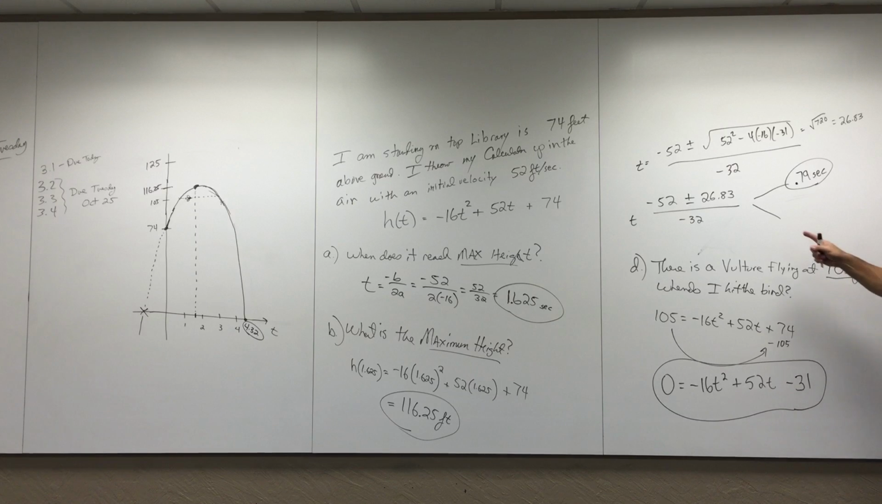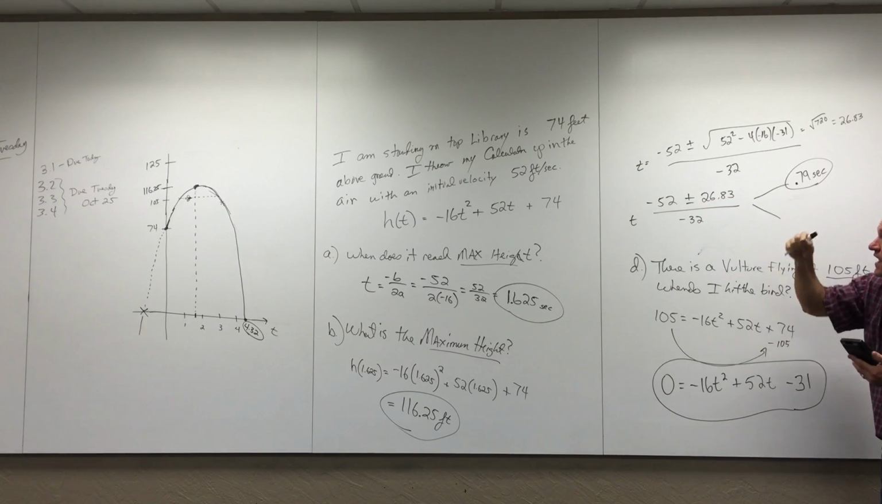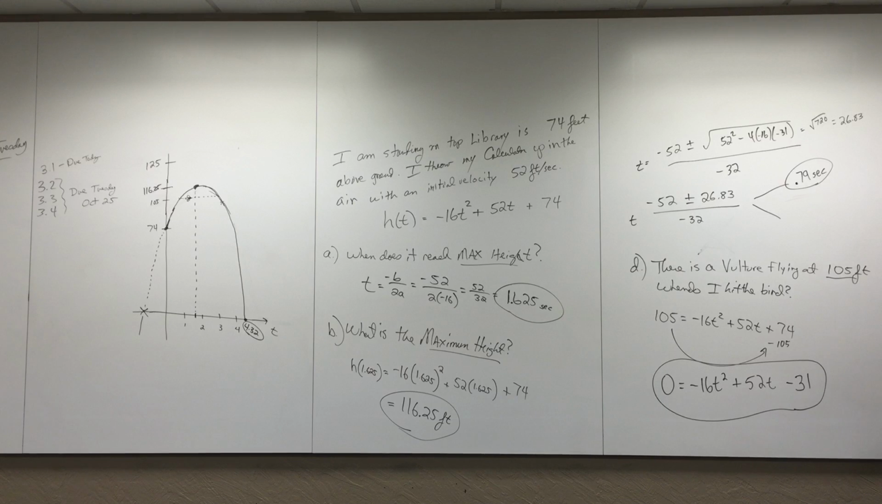And I think there's another time. Let's see, it's the negative 52 minus the 26.83. And then divide that by negative 32. I always hit enter. I do my numerator, hit enter, and then I divide by negative 32. 2.46 seconds. And then this time, there really are 2 answers. We don't toss one of these away. There are 2 chances to hit the vulture.